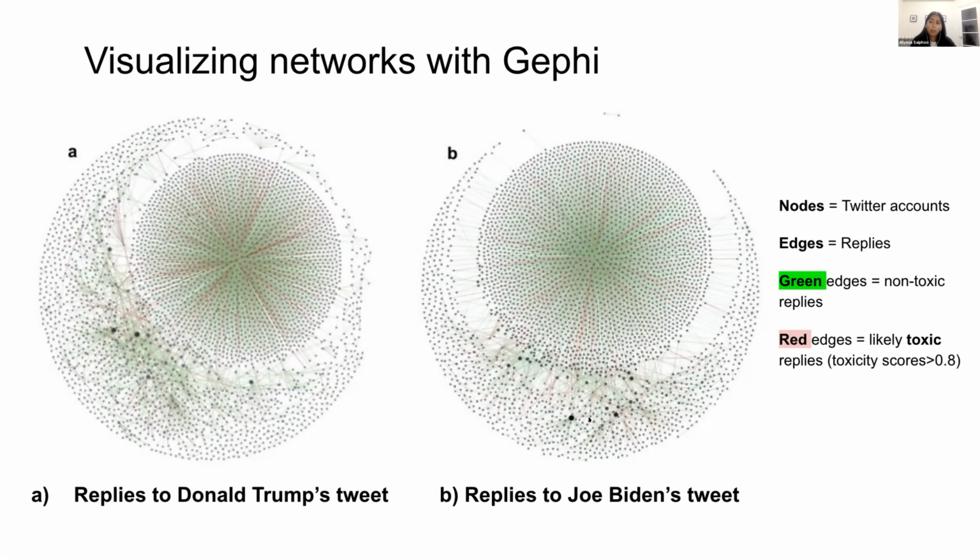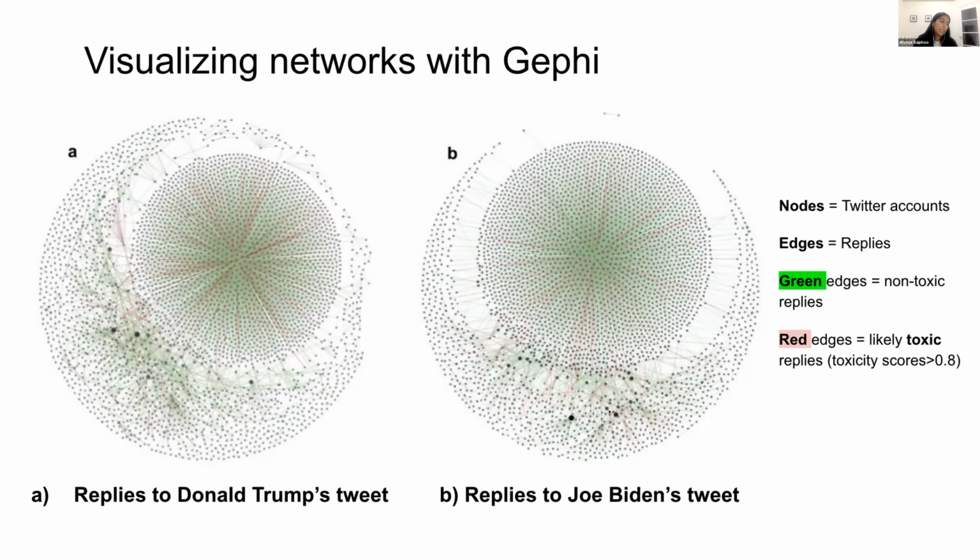Additionally, because we set up our network so that green edges are non-toxic and red edges represent likely toxic replies, you can also see just by looking at the color distribution that it doesn't seem that one network really has significantly more red edges than the other, or significantly more green edges. What that leads us to observe is that toxicity seems to be distributed equally and similarly in both of these networks.